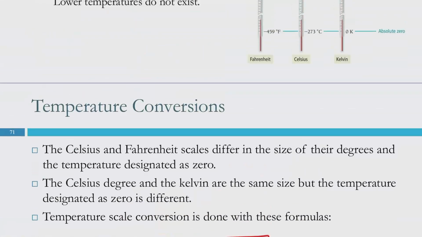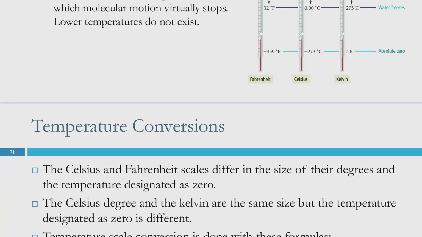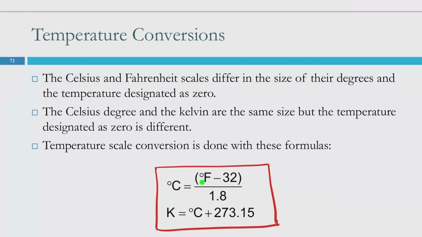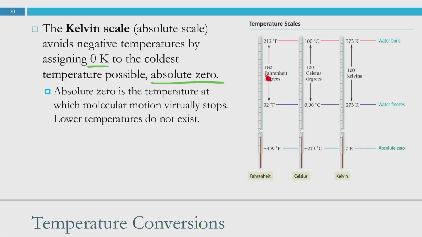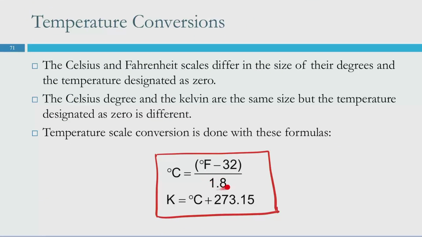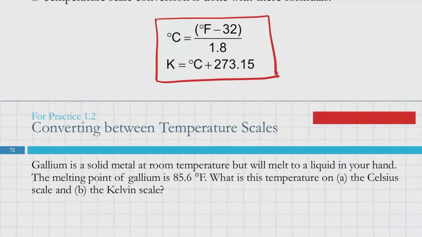The 32 that I pointed out, the difference between where water freezes, shows up in our Celsius and Fahrenheit conversion. It's this 32 here. And this 1.8 is because of the difference in the size of the degrees. So 180 Fahrenheit degrees versus 100 degrees. There's a factor of 1.8 in there if you take the 180 divided by 100. So that's where this 1.8 shows up, because we're accounting for the difference in the size of the degrees.